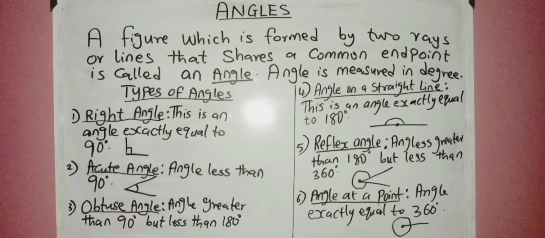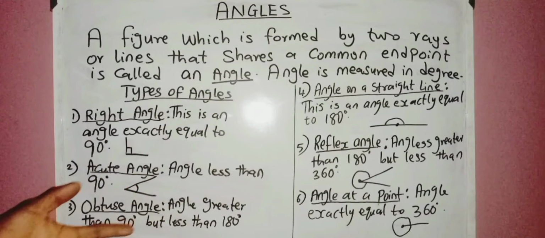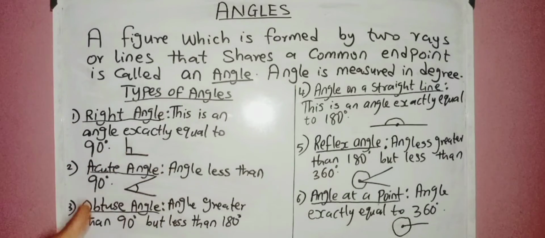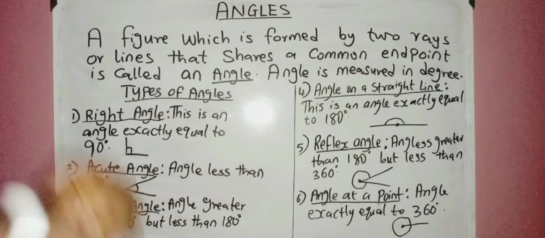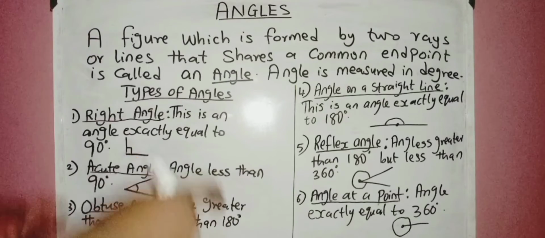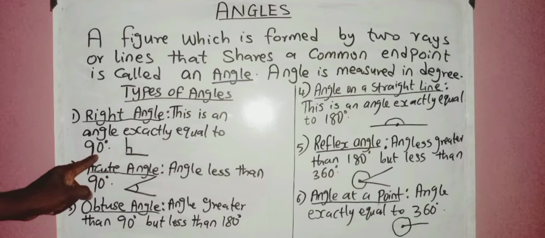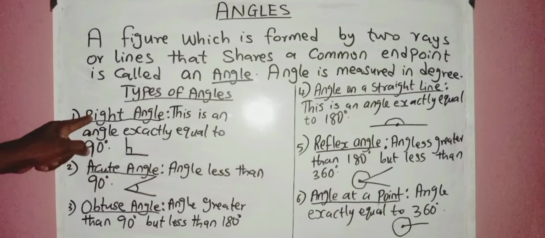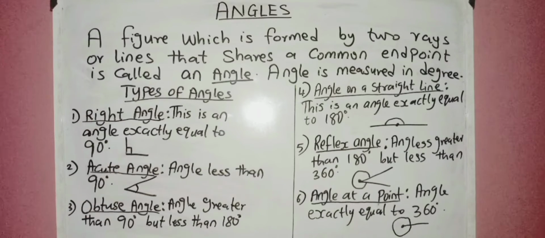Give examples of an acute angle. 1 degree is an acute angle. 2 degrees is an acute angle. 10 degrees is an acute angle. 50 degrees is an acute angle. 60 degrees, even 79 degrees is an acute angle. 80 degrees is an acute angle. 89.9 degrees is an acute angle, in as much as that angle is less than 90 degrees. That means smaller than 90 degrees. So those angles are said to be what? Acute angle.